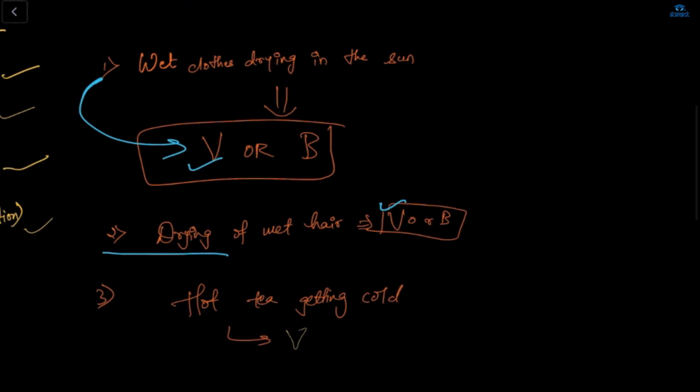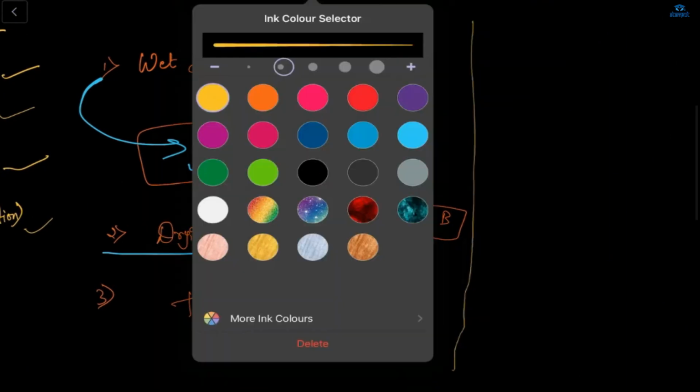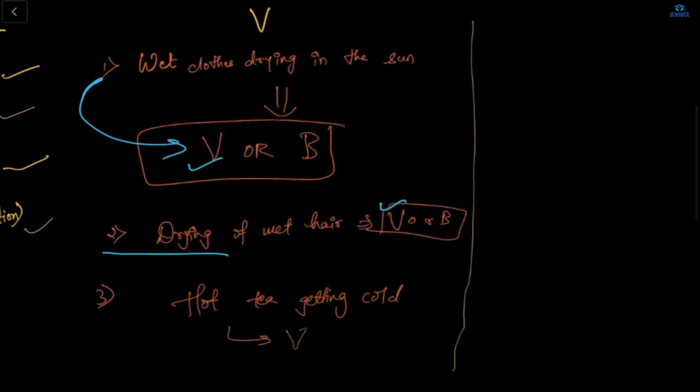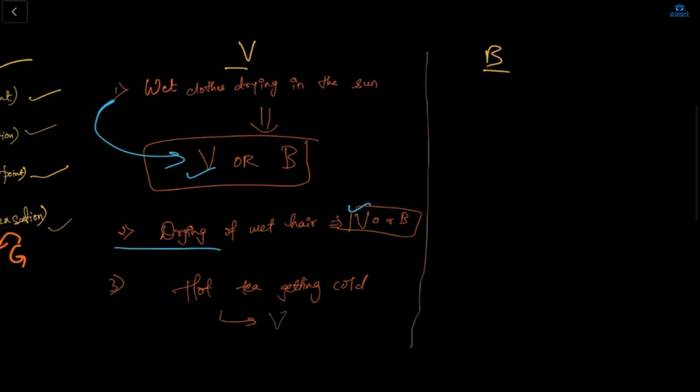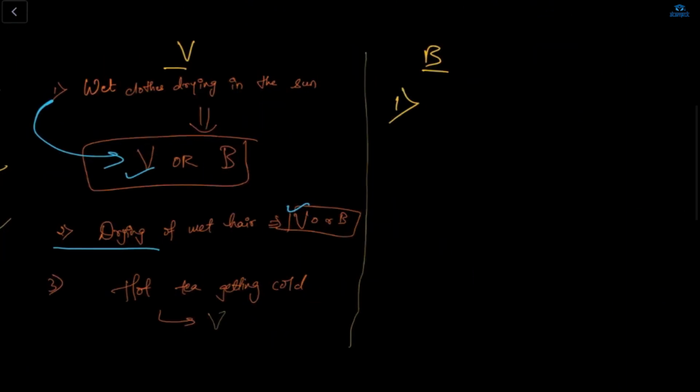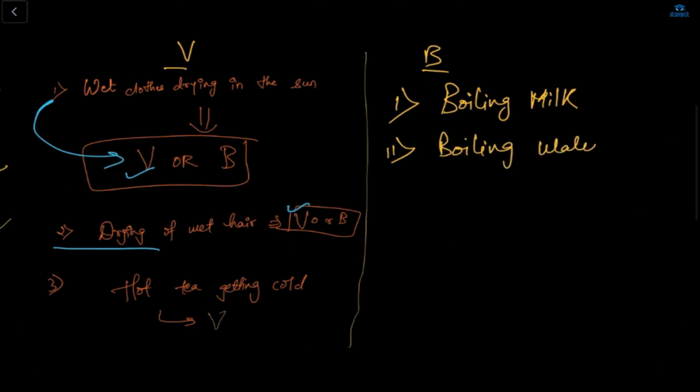Now I am going to make a difference between vaporization and boiling point. Okay, so here two more examples we will see. Let's take boiling milk and boiling water. Okay. So now this is vaporization and this is boiling point.